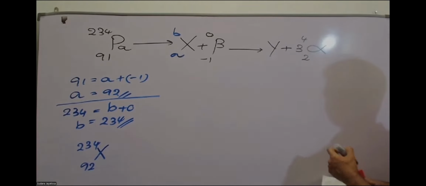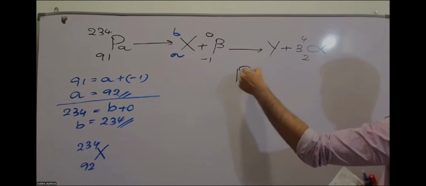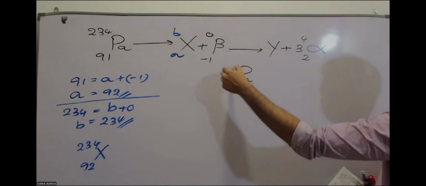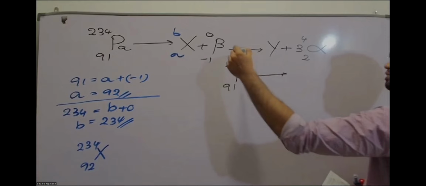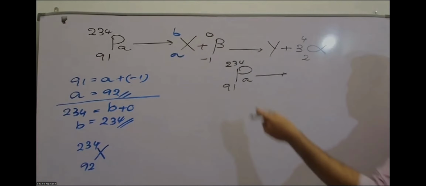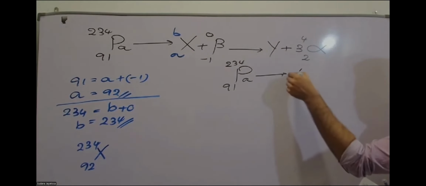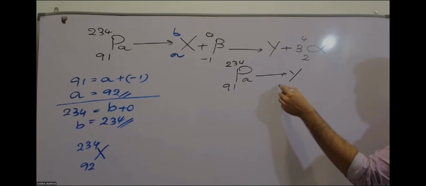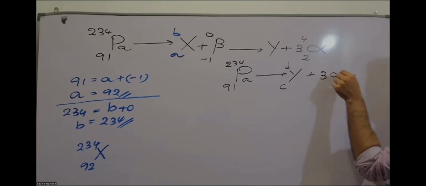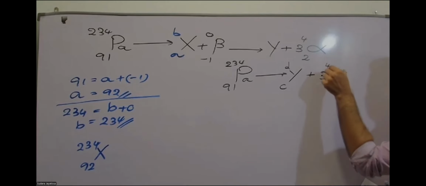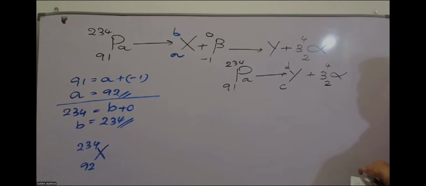So if you want, you can write the formula again for just this 91 and 234. So that's the one that is balanced now. If you get this one, then you might get confused, right? So let's take Y as C and D, and 3 alpha particles. This part is the important part. That's why I'm separating this also.